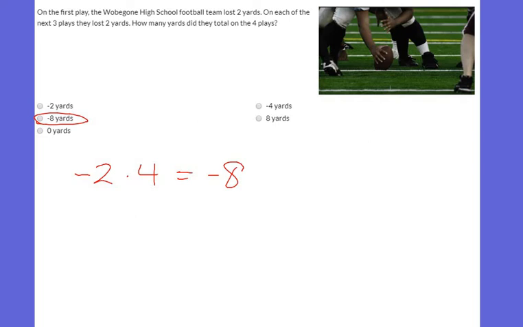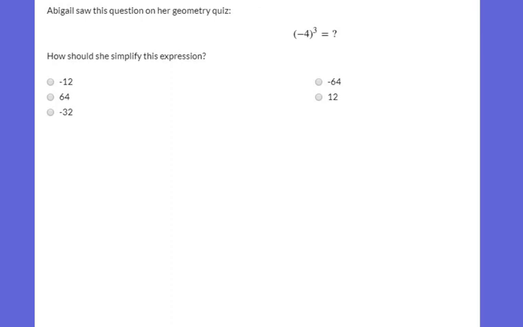Okay, let's take a look at another one. Abigail saw this question on her geometry quiz. So it's an exponent. How should she simplify this expression? So really what that problem is saying is negative 4 is written 3 times, and they're being multiplied. So there are 3 negative numbers. 3 is odd, so that means my final answer is going to have to be a negative as well.